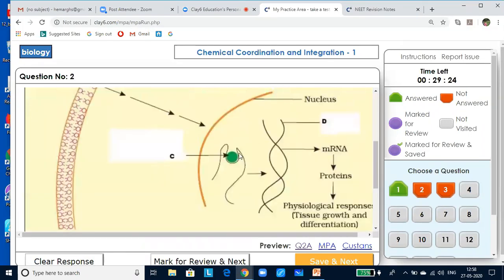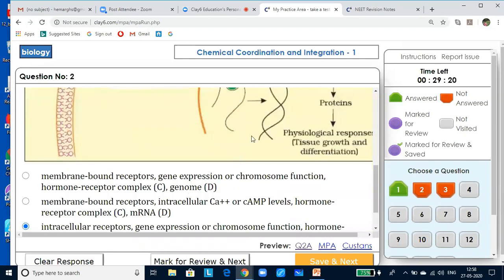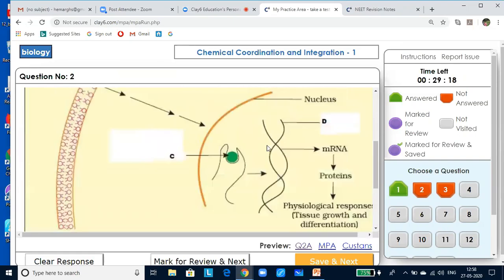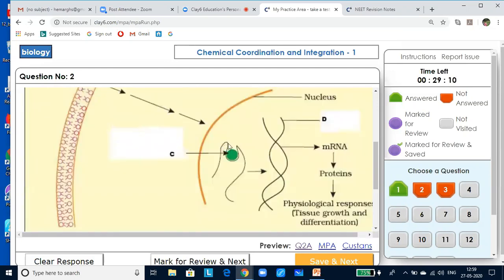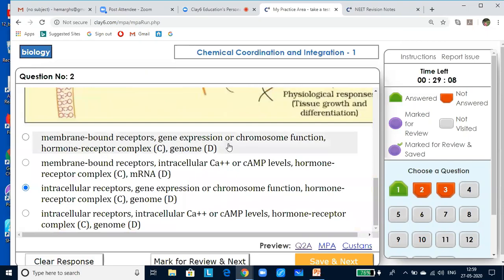So this diagram is very important. They might ask you to identify what is what. See, these are some kinds of diagrams which we tend to overlook when we are preparing. But actually the questions will be asked from these kinds of diagrams, where if you have not learnt it, it is very difficult for you to interpret the diagram. So intracellular receptor, gene expression or chromosome function, hormone receptor complex, and genome. So this is the answer.